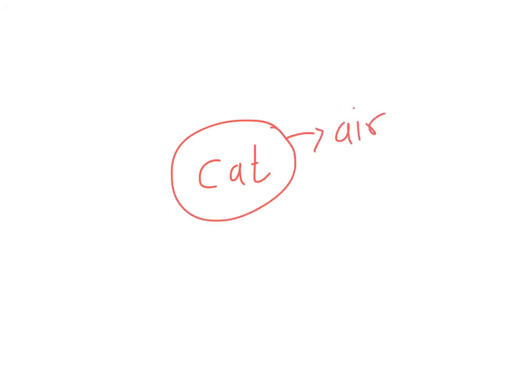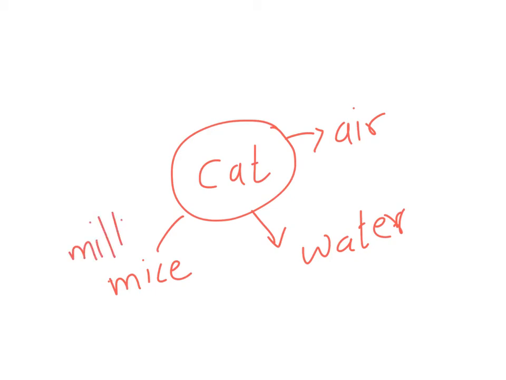Now what you have to do? Select any one living thing. For example, a cat. Okay? Cat needs air. Cat needs water. Cat needs food, which is, it eats mice or it drinks milk.